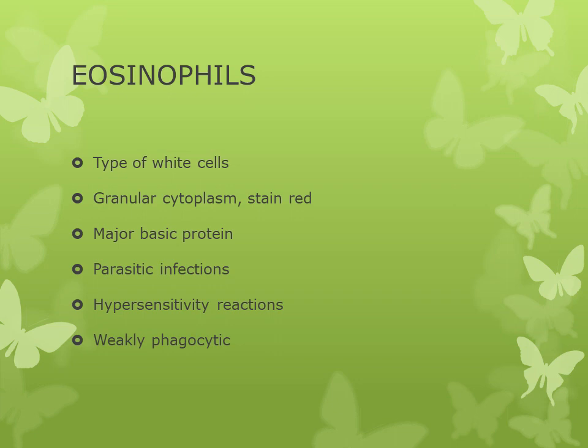Why is the cytoplasm of eosinophils red? It is because eosin is normally a negatively charged stain, while the cytoplasm of eosinophils contains a positively charged protein called major basic protein. So this negatively charged eosin dye binds to the positively charged major basic protein present in the granules of the cytoplasm, and it imparts the red color to the cytoplasm.